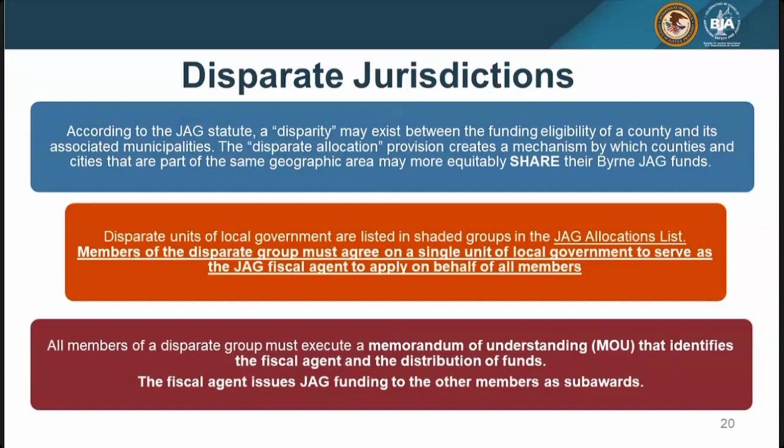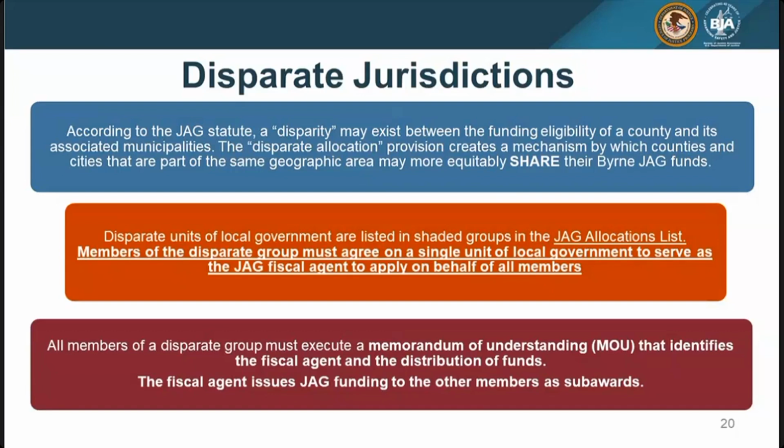Disparate jurisdictions. In some cases, as defined by the legislation, a disparity could exist between the funding eligibility of a county and its associated municipalities. The disparate allocation provision creates a mechanism by which counties and cities that are part of the same geographic area may more equitably share their JAG funds. If you want to learn more about the 3 types of disparity, please refer to the JAG technical report, which I think Daryl posted. It gives a full breakdown of how they're determined, as well as some examples.